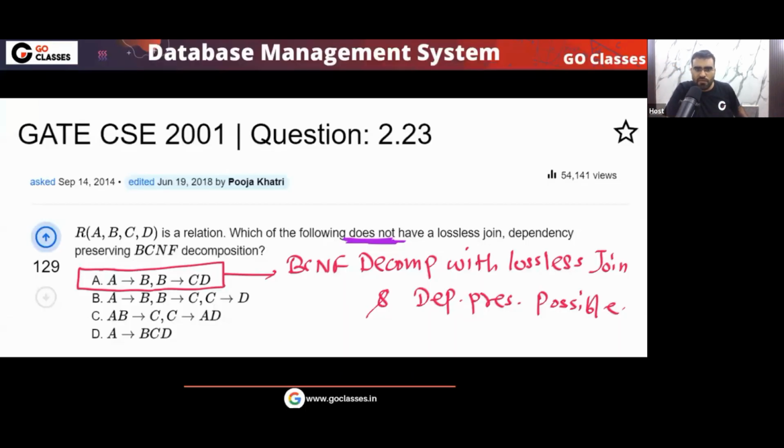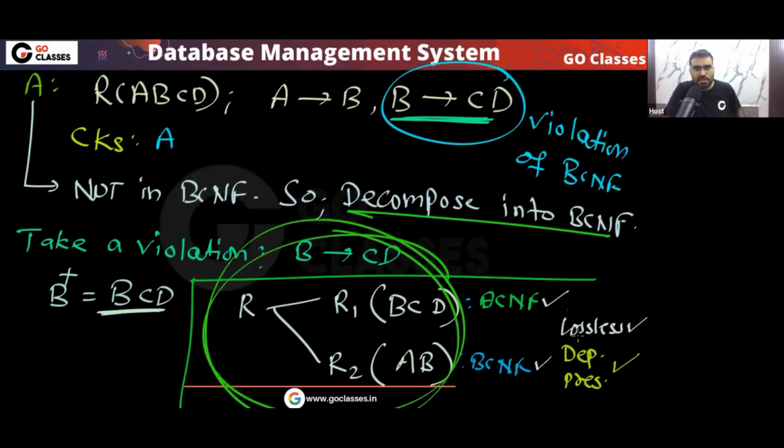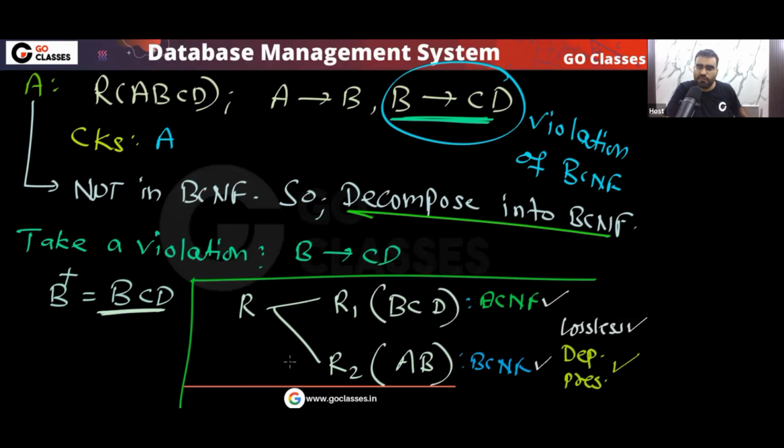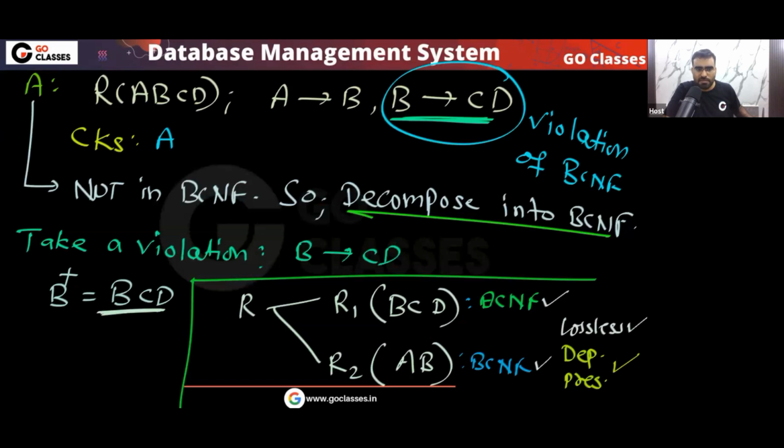For this option A, we can apply the BCNF decomposition algorithm. This is the violation of BCNF. So we take this violation and you can see this is the decomposition we get. This is lossless. This is dependency preserving. And also both are in BCNF. So definitely I can say that for option A, BCNF decomposition with lossless join and dependency preserving is possible. Okay, now let's see option B.